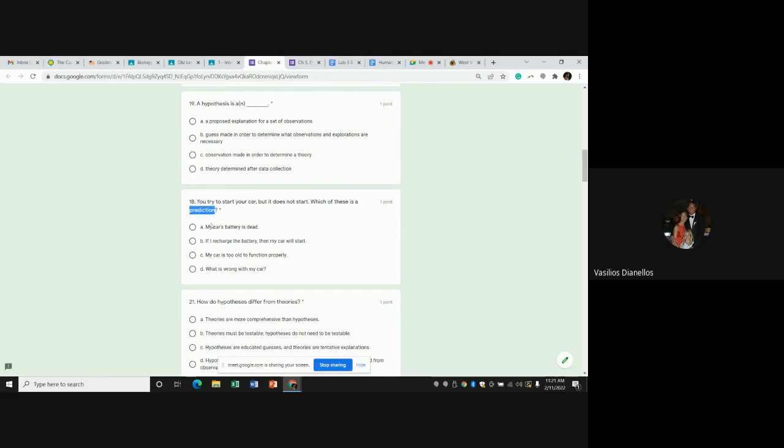So which of these is a prediction? My car's battery is dead. No, that is a hypothesis, right? That is a proposed explanation. We could test that. Here we go. If I recharge the battery, then my car will start.